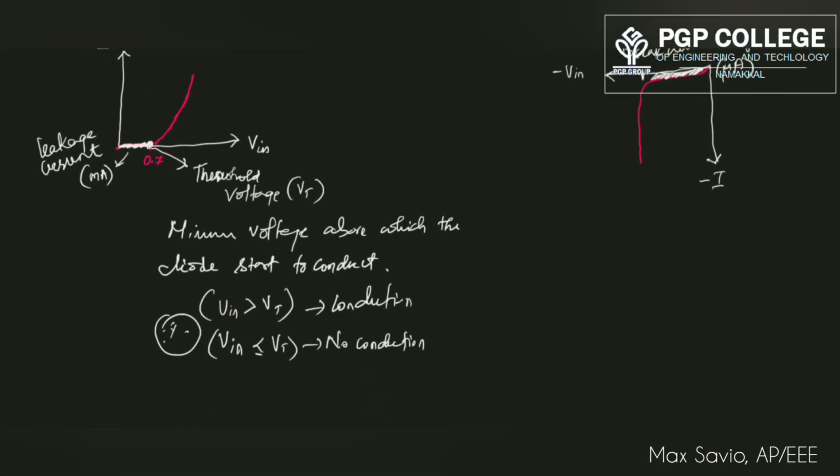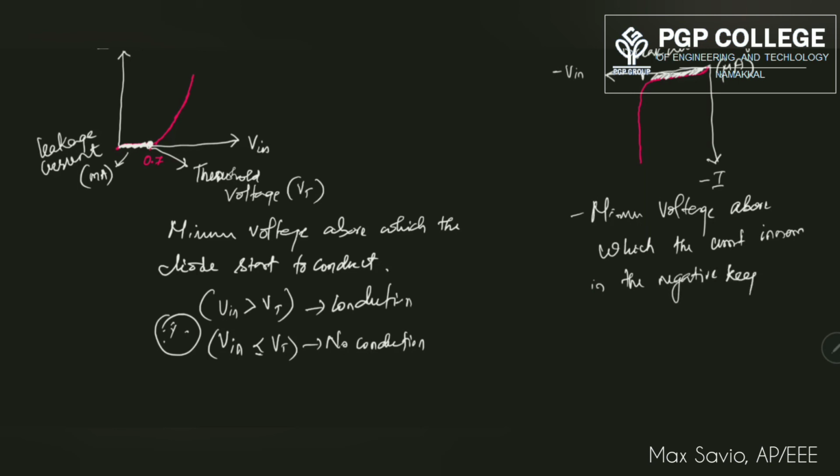So this is a breakdown. For breakdown, you can say it is the minimum voltage above which the current increases in the negative direction, keeping the voltage constant, or we can also say it is where the device breaks.